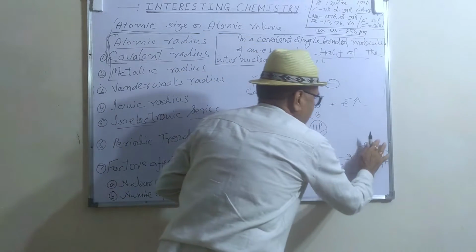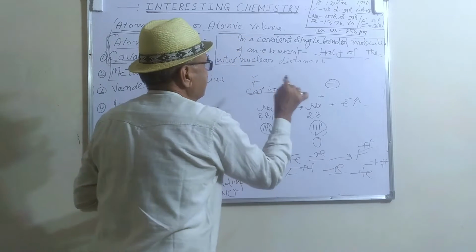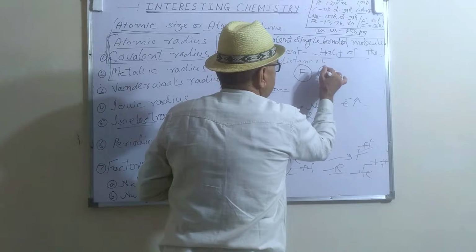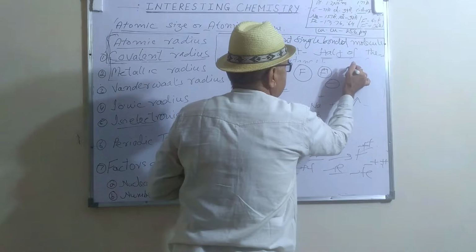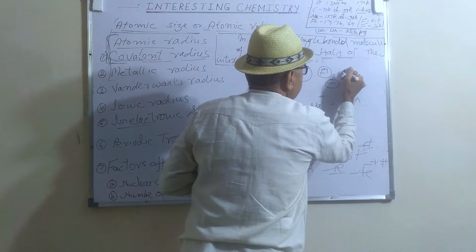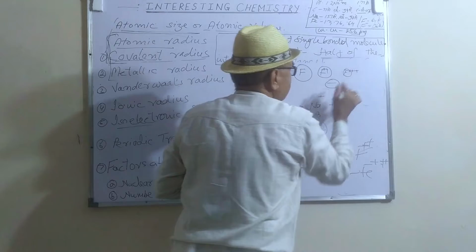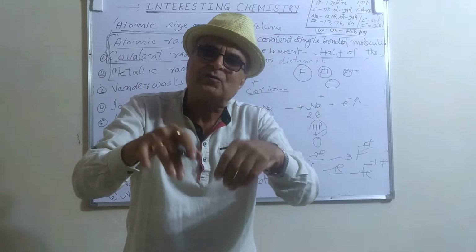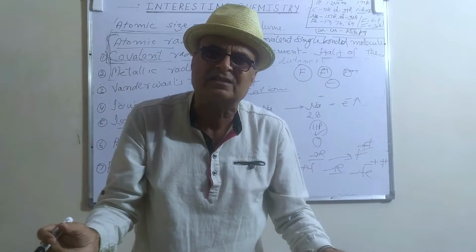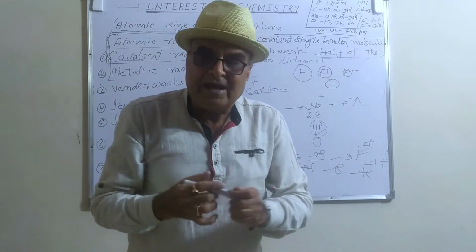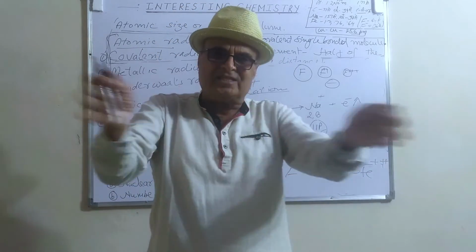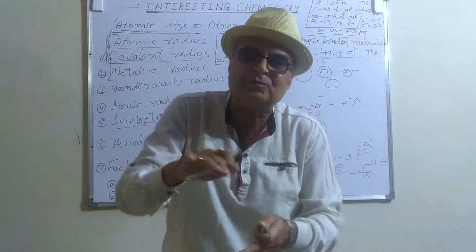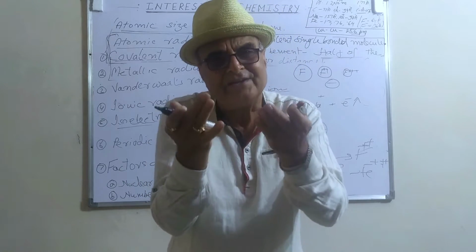So how will you tell the size of this is Fe, this is Fe double positive and this is Fe triple positive. So as the positive charge of the cation increases, the size of the cation decreases. Take care: as the removal of electrons increases, the effective nuclear charge will increase. Hence the size of the cation will decrease.